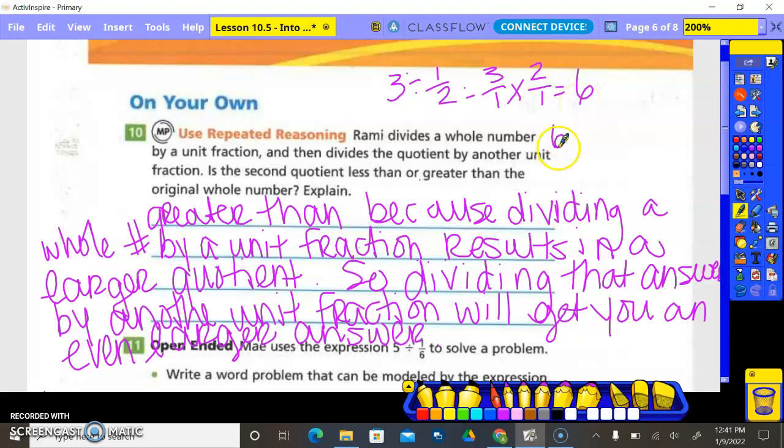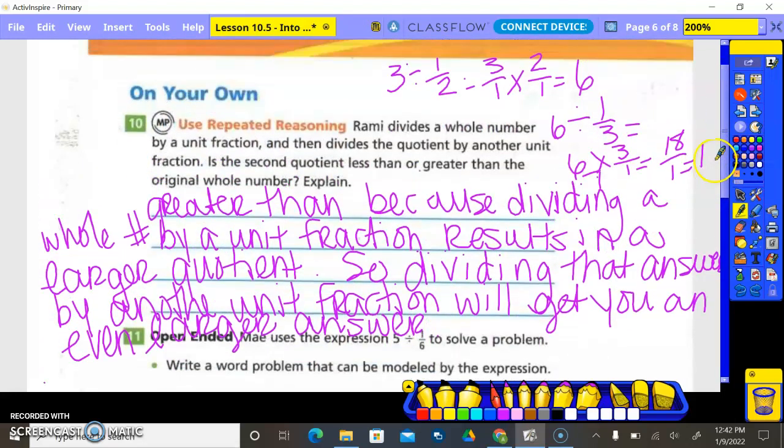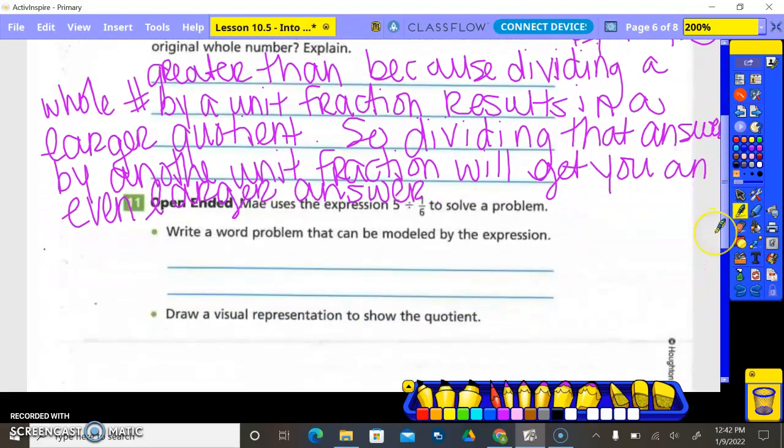And then they're saying you would take that 6 divided by another unit fraction, maybe say 1/3. So then you would take that 6 times 3 over 1, which then equals 18 over 1 or 18. So this answer is ultimately way greater than what you originally started with. So greater than, because dividing a whole number by a unit fraction results in a larger quotient. So dividing that answer by yet another unit fraction will get you an even larger answer. So we kind of showed that up there with our equation.